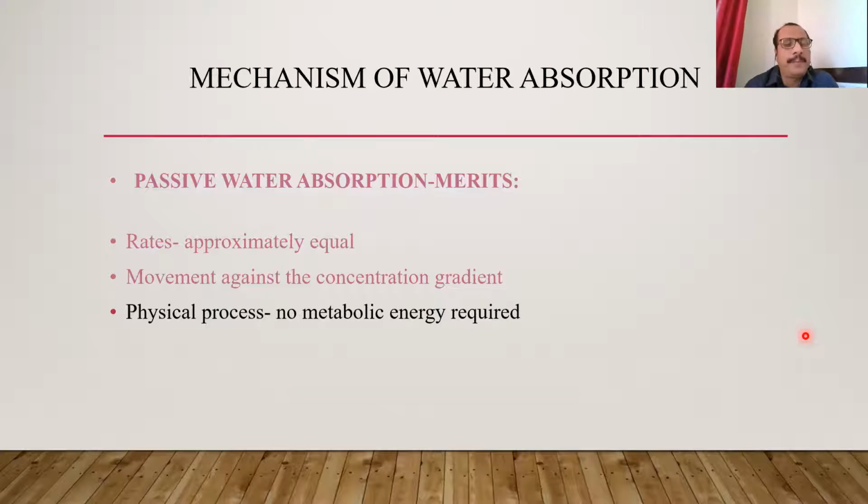And as it is a simple physical process, there is no question of expenditure of metabolic energy. Metabolic energy for performing this function of water absorption is not required by the plant. It's a simple physical process. The development of transpiration pull or tension is a physical pressure due to which the water column is lifted. So there is no need of metabolic energy, and as energy is not required in this process, it is called the passive method. As roots are not directly involved, it is called the passive method of water absorption.